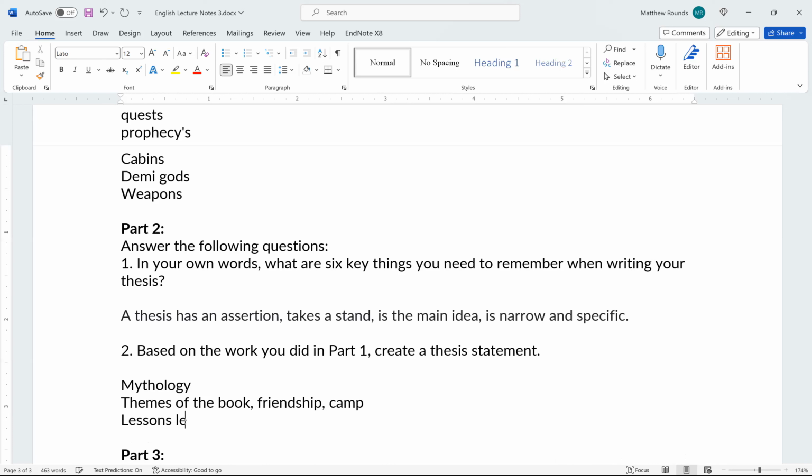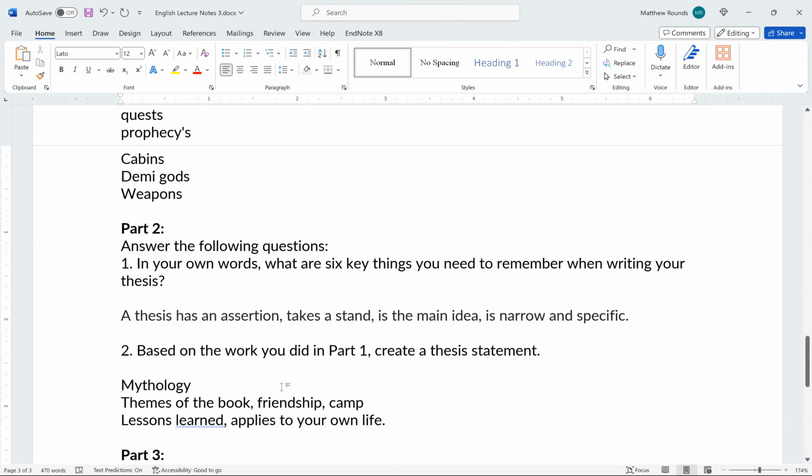And then maybe the lessons learned. Like, what do you think you can learn from this that applies to your own life? All right. So the thesis statement is actually quite a long sentence. I mean, it's not a 7-word sentence, it's probably a 21-word sentence. 7 to 10 is kind of the standard for sentences.